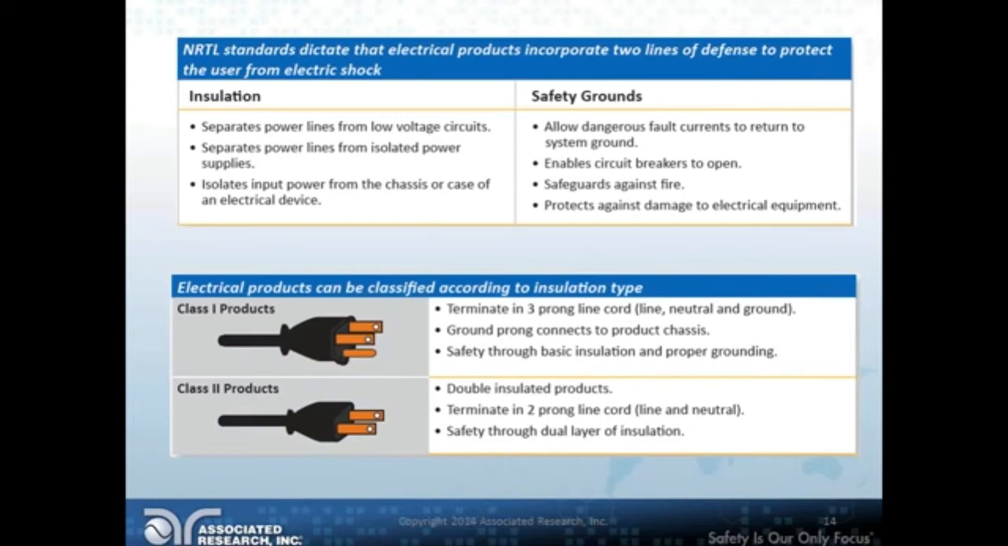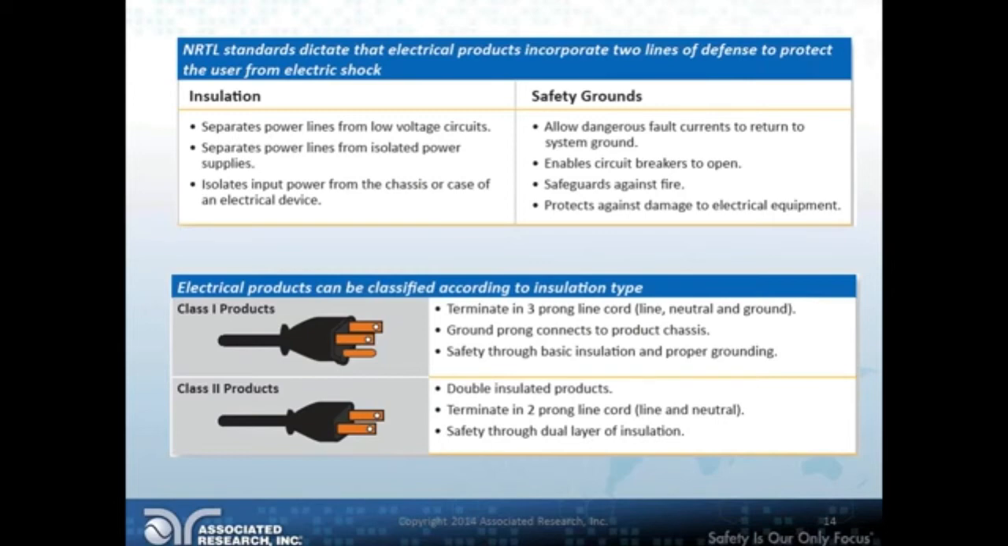Remember, I mentioned before, electricity is lazy. So if you touch it and it sees a more attractive low resistance path to ground, it's going to take that path instead of you. So you basically have safety through basic insulation and proper grounding with a Class 1 product.